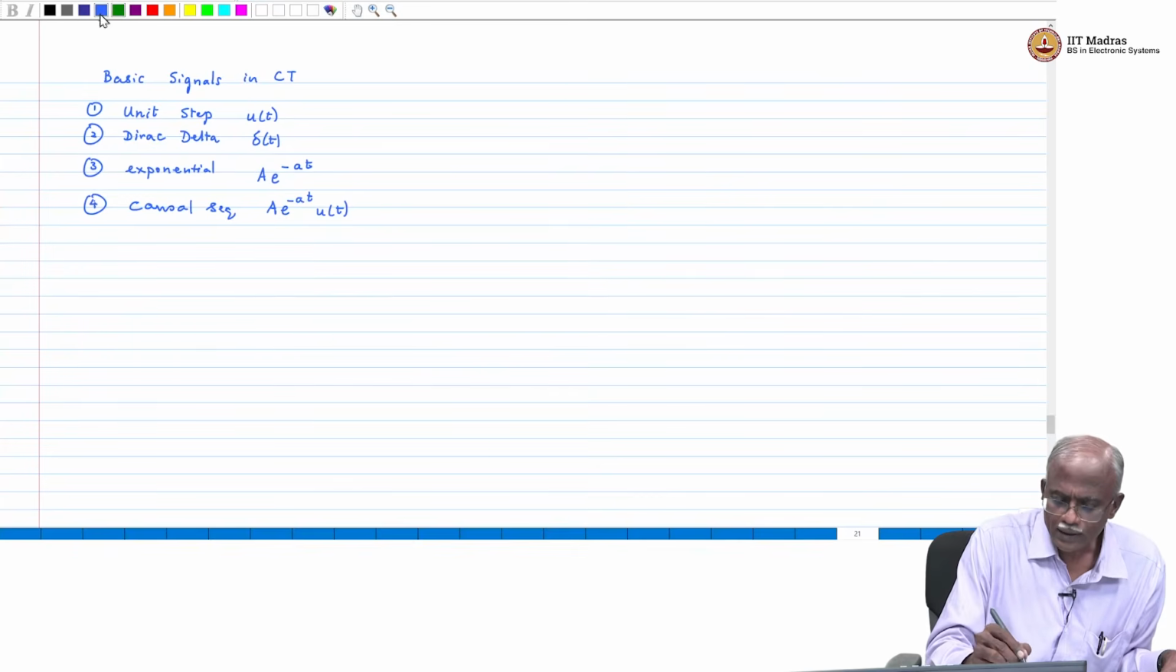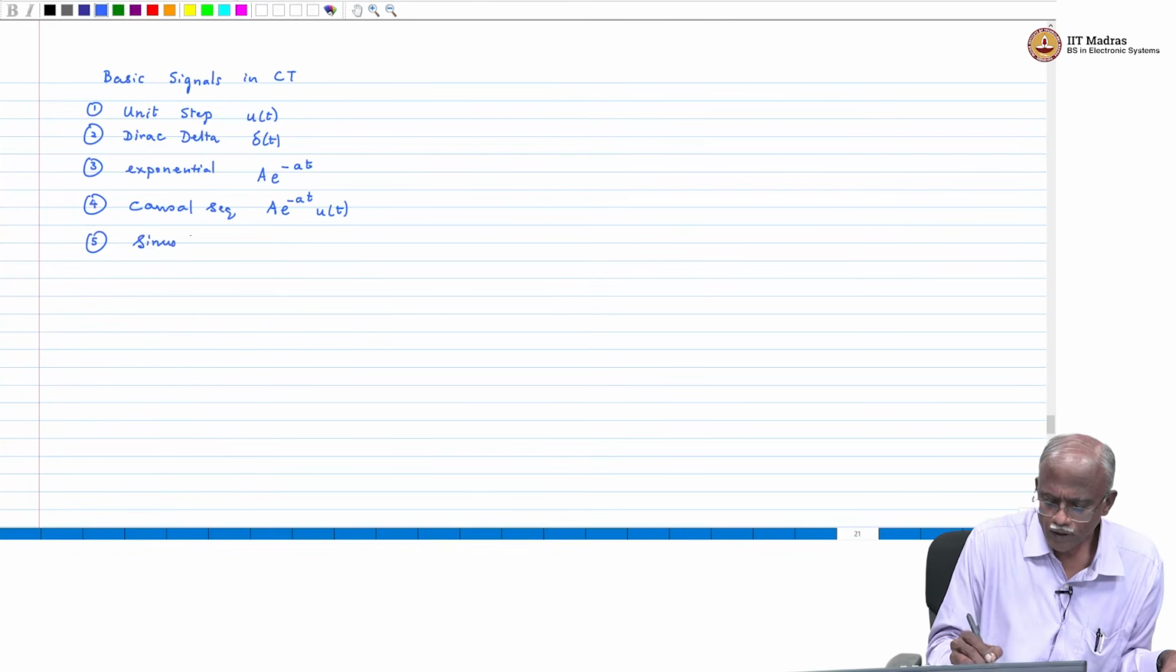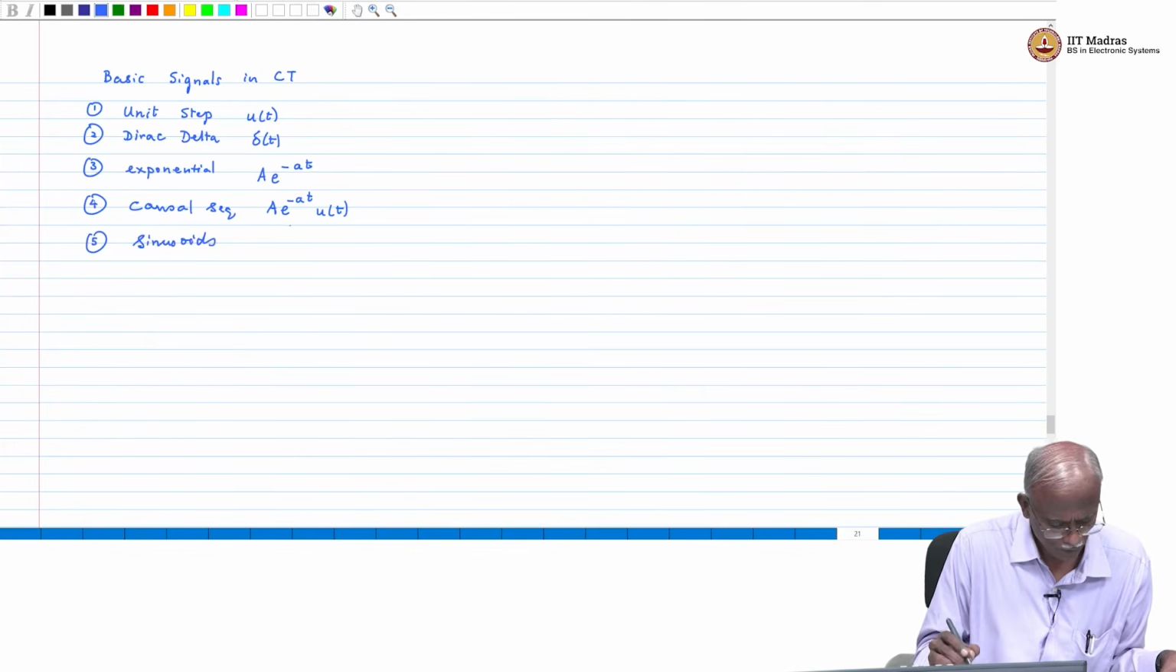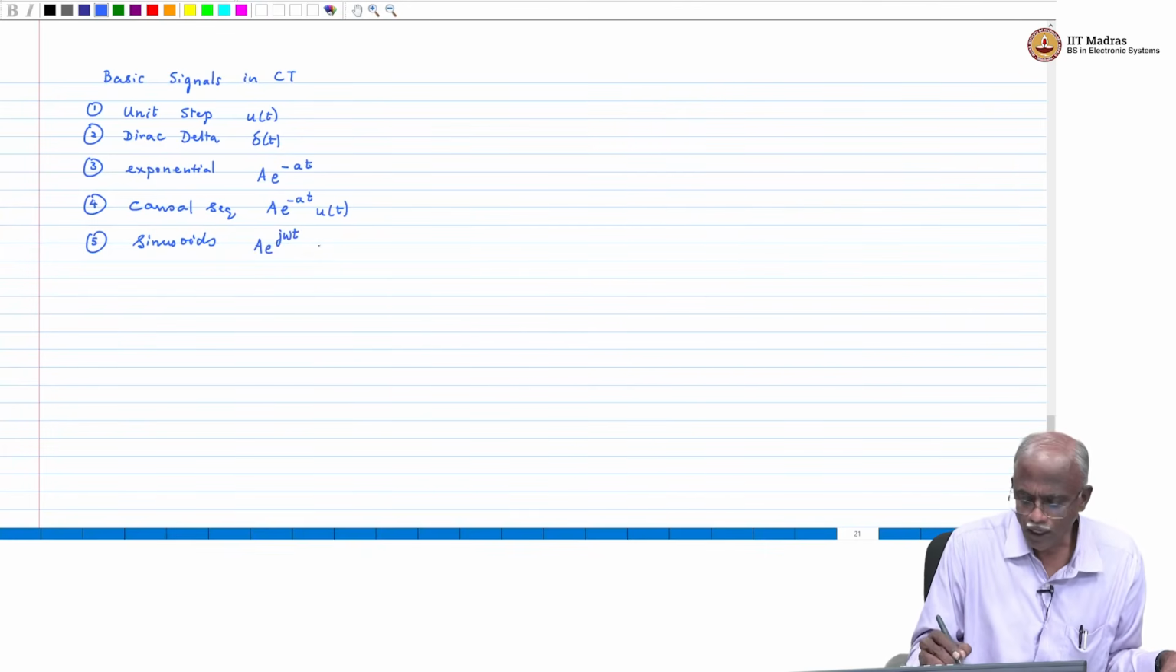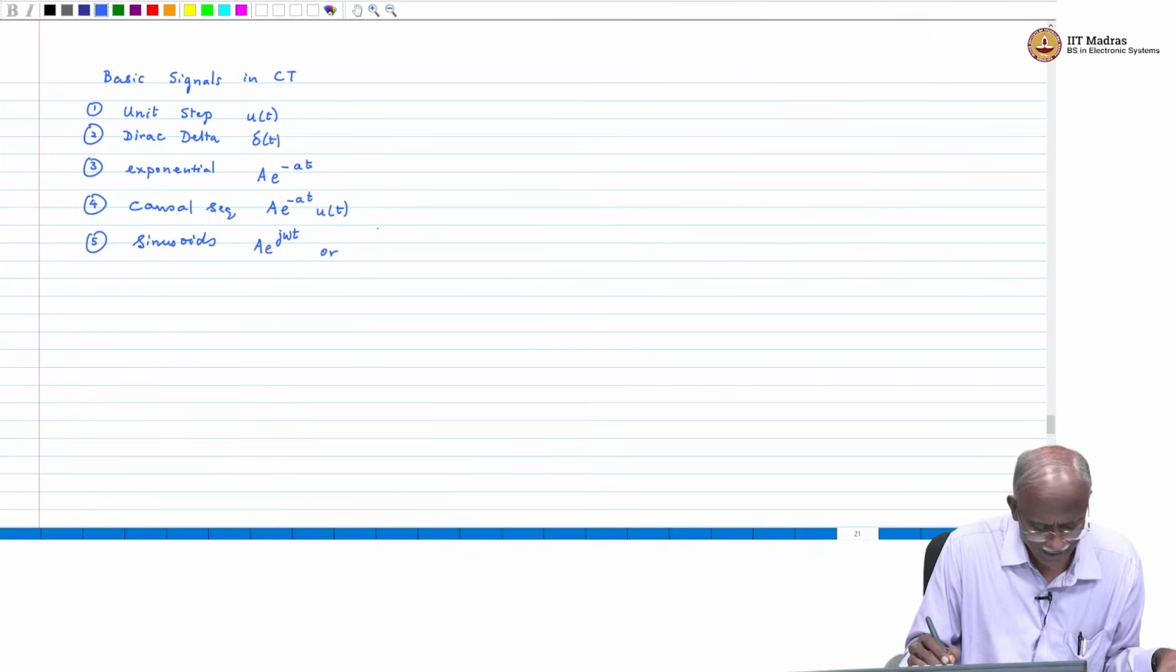Then look at sinusoids, signals of the form a e power j omega t. This is a complex sinusoid. Or you can talk about a real valued sinusoid, which will be b sine omega t plus phi, or b cosine omega t plus phi. These are sinusoids.